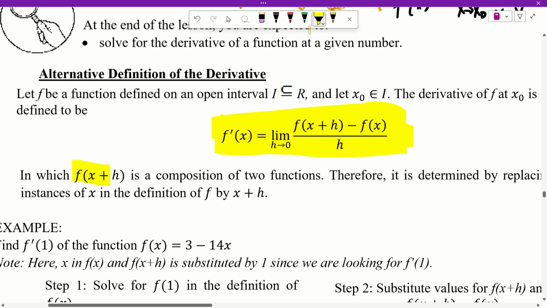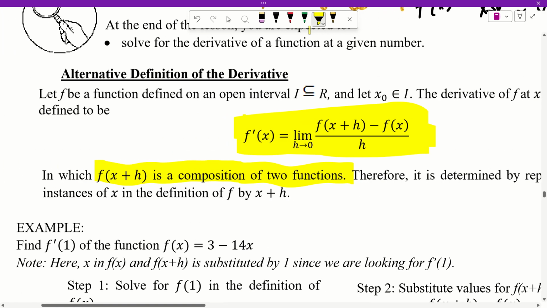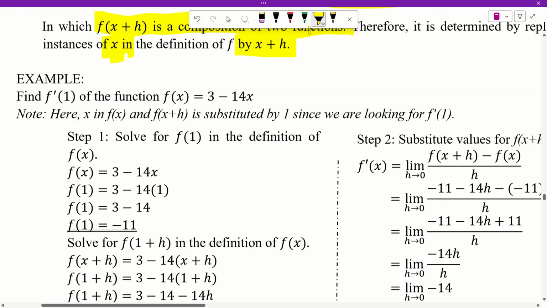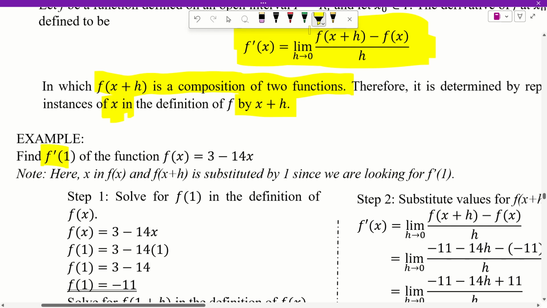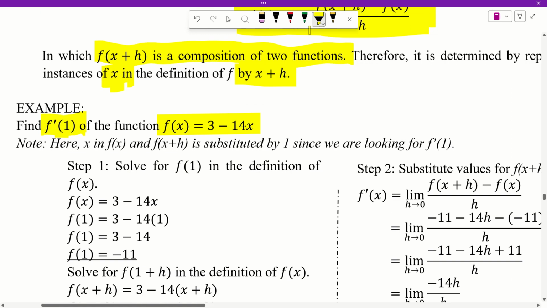Here, f of x plus h is a composition of two functions. Therefore, it is determined by replacing all x in the definition of f by x plus h. So we have an example: find f prime of 1 of the function f of x equals 3 minus 14x.